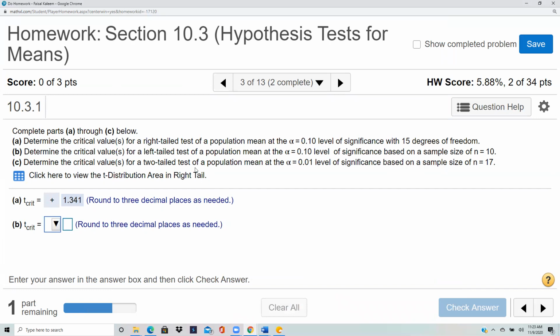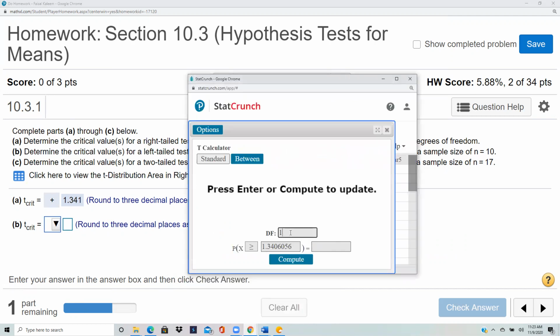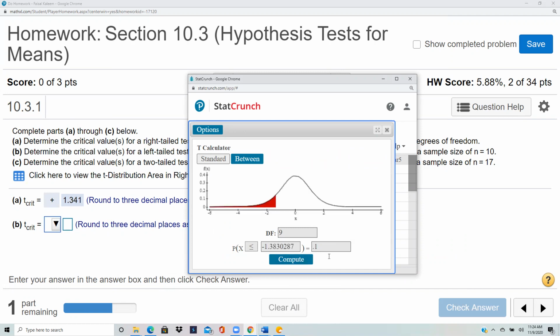And then you have a left tail, alpha is again 0.1. And this time sample size is 10. So degrees of freedom will be 9, one less than the sample size. In the previous problem, they gave degrees of freedom, so you just put them as such. And then this one was left-tailed, and alpha was 0.1 again. Alpha is the tail area. So negative 1.383.